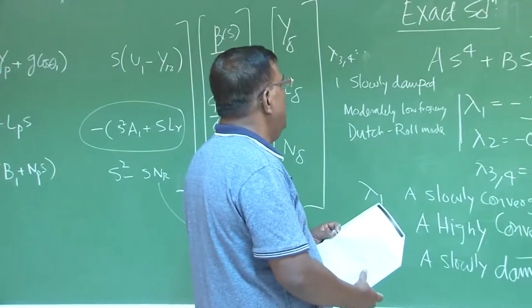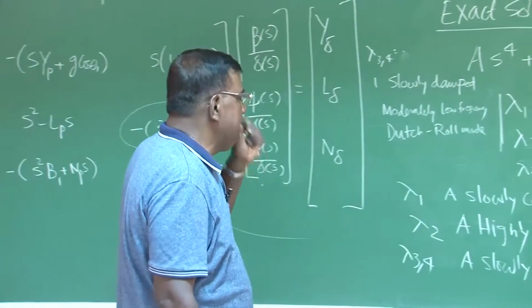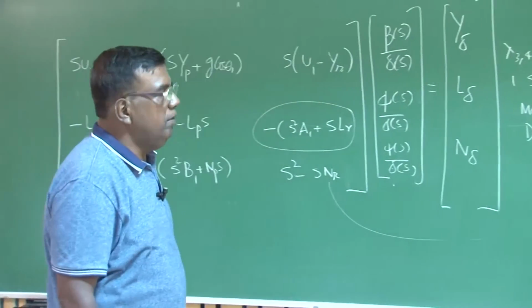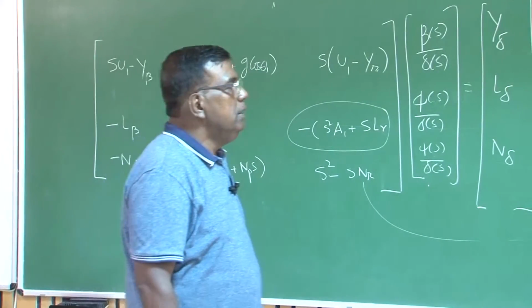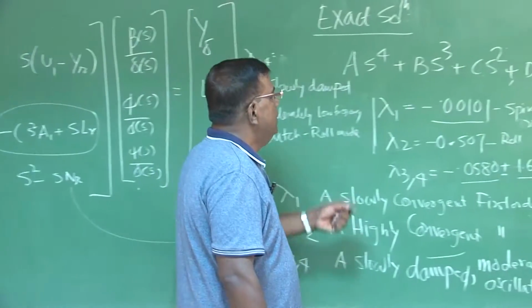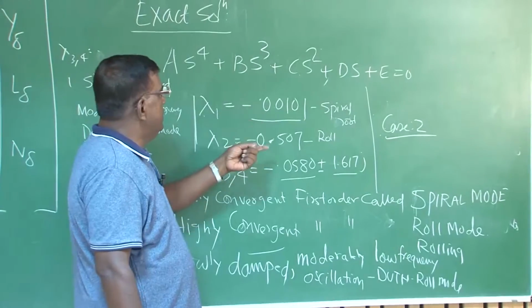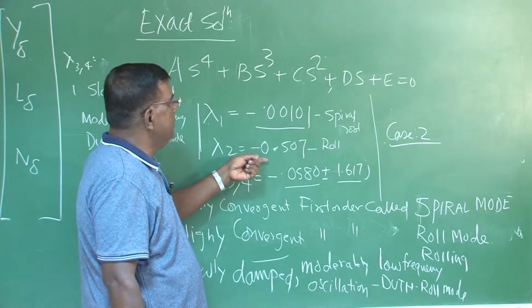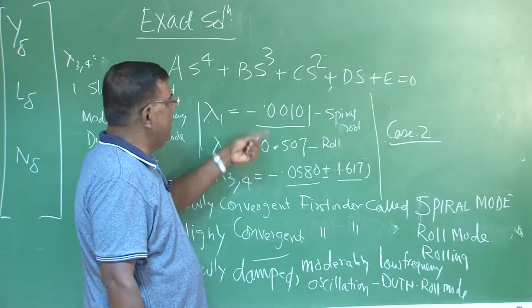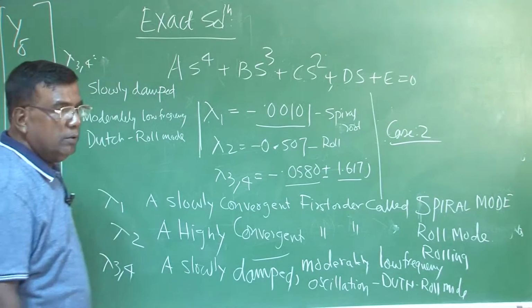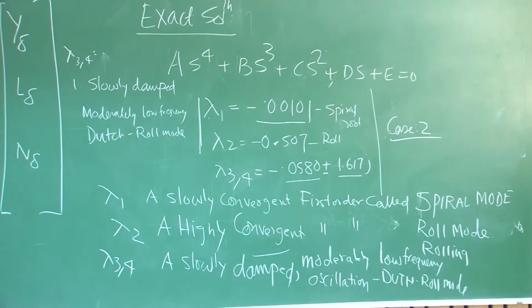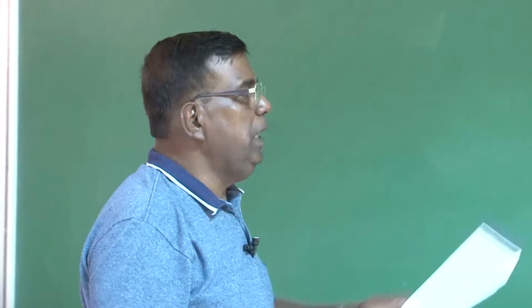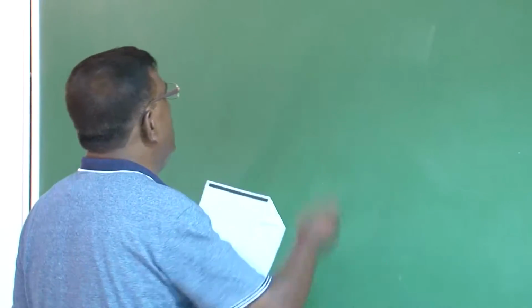So, what we learned now is that for the lateral directional case, for most airplanes, the roots are of this nature: one weak first order and one strong first order, and this is a complex pair. This belongs to roll mode, this is spiral mode, and this is the Dutch roll mode. We will go one by one to understand what exactly it means. Now, let us play around with this lambda 1, lambda 2, and lambda 3, 4.